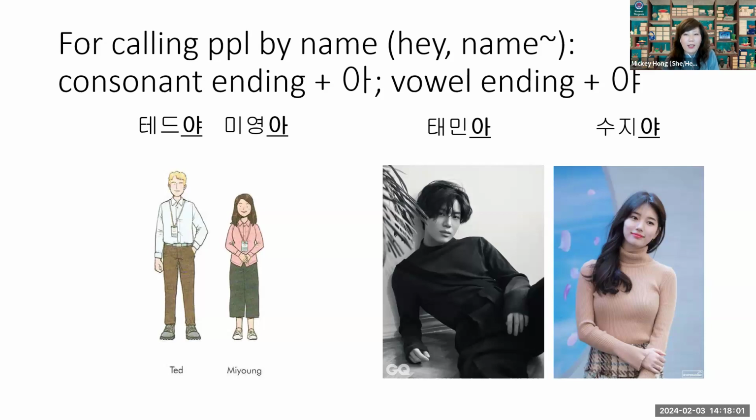For calling people by name, like saying, hey, if the person's name ends in a vowel, it's ya. If the name ends in a consonant, it's a, as in 테드야, 미영아, 태민아, 수지야. It's like, hey, Taemin, hey, Suji, okay? Trying to get their attention. I know in English we just say, hey, like Ted or Myung, that would suffice, but we say ya or a after that name, to say, hey, I have something to say, or to call their attention.